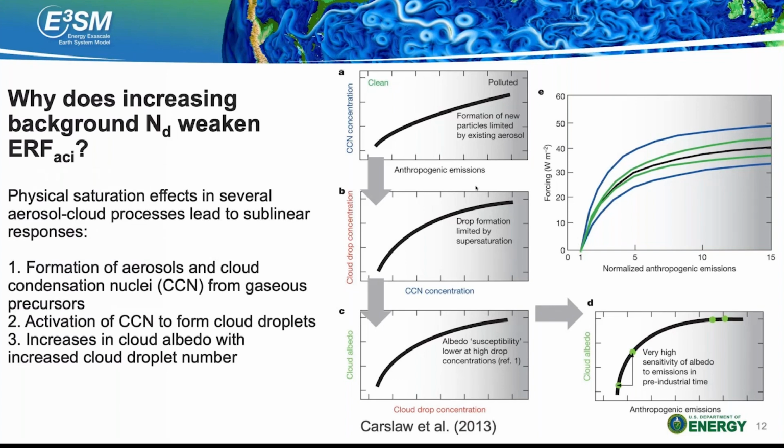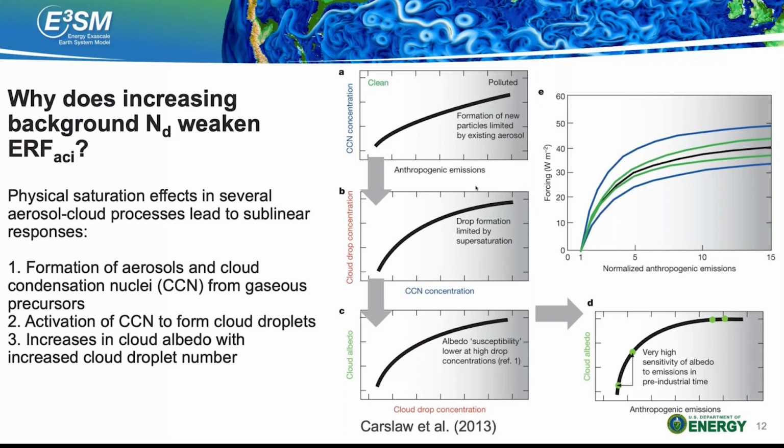The third is an increase in cloud albedo with increased cloud droplet number, of course, also saturates at some point. So this is the Twomey effect, because you can only reach a maximum albedo of 1. At some point, the cloud can't be made any brighter.